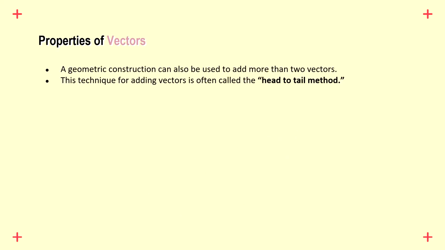So a geometric construction can also be used to add more than two vectors. In our earlier example, we added two vectors, but you can also use the geometric method, the graphical method, to add more than two vectors. This technique for adding vectors is often called the head-to-tail method. So for example, we have the vector A here. We just draw the second vector from the head of the first vector. Then we do the same with the next vector. Then we do the same with the fourth vector.